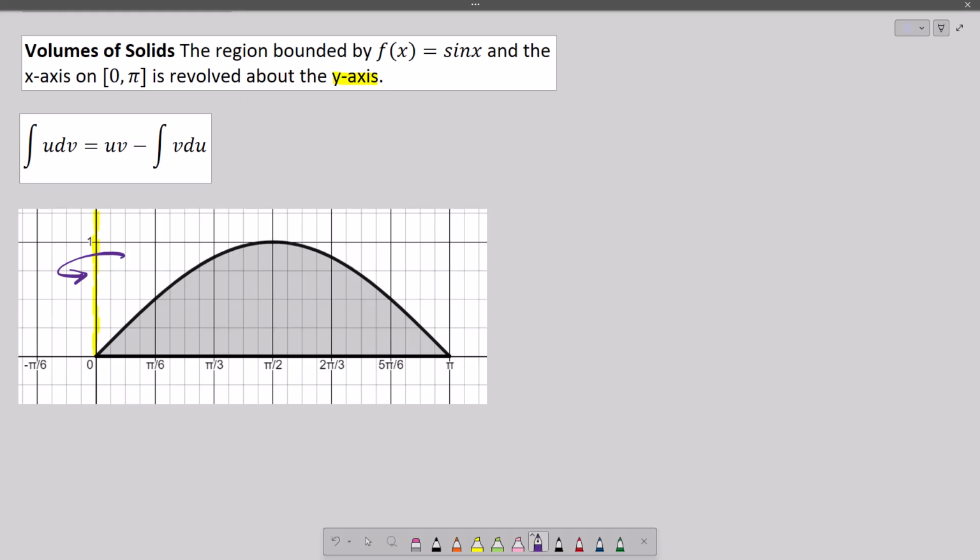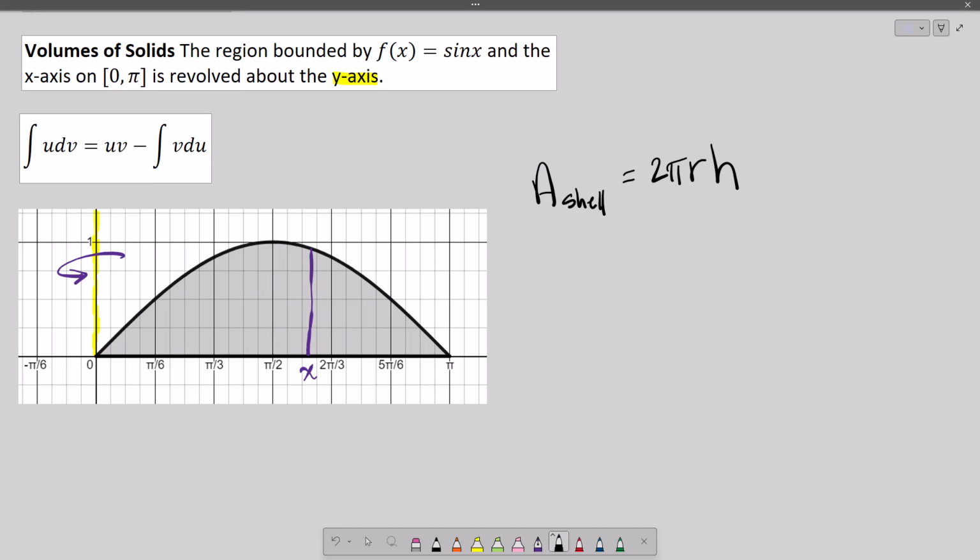We have two choices. We could use washers or shells. Washers would be bad because we would have to find the x value here and the x value there. So we'd have to have this weird inverse sine thing, which would be a total disaster. Okay, so we are going to use a vertical integration element at a random x. So that's going to create a cylinder. If your element, your rectangle, is parallel to the axis of rotation, it creates a cylinder. The area of a shell or a cylinder is the circumference of the base times the height, 2 pi r h.